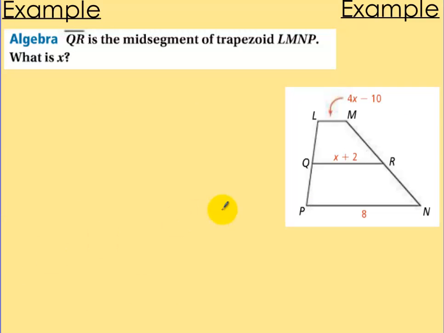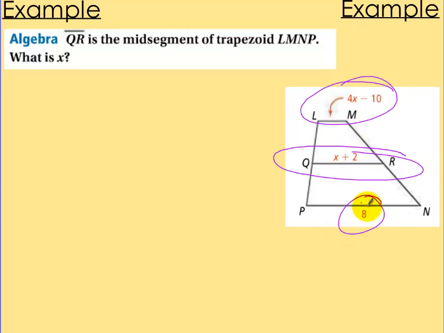Next one. Pause the video. All right, QR is the mid-segment of trapezoid LMNP. What is x? This is the mid-segment, and then this is the top base, and this is the bottom base. That mid-segment has to be the average of the two bases. So the formula is the mid-segment, x plus 2, has to equal the average of the two. So it's going to be (4x minus 10 plus 8) divided by 2.